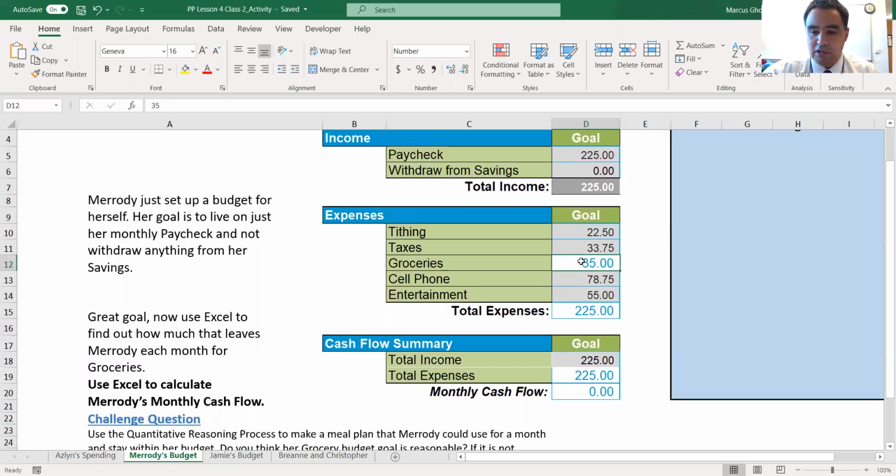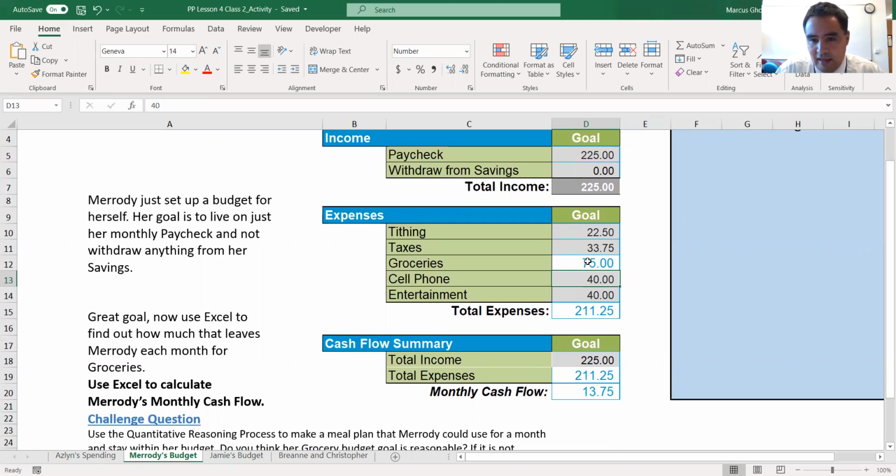So I'm just going to delete that, and we'll adjust that later on. So she could look at her cell phone. That's pretty expensive. Say she finds a plan for $40 a month. $55 a month for entertainment, that can be kind of steep. She might be able to find ways to save some money there. Let's put that down to $40 a month. So now she's got $88 she can put somewhere else in her budget. And so, for example, say she put $75 in there. Now she has a little bit of savings every month.